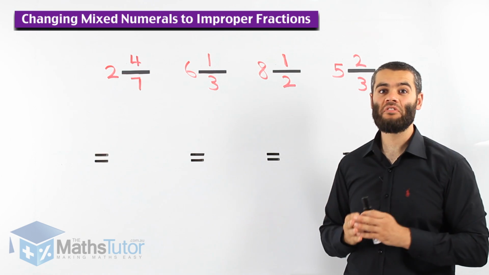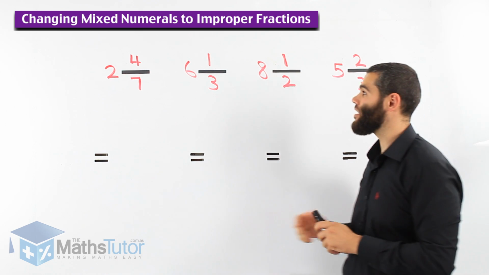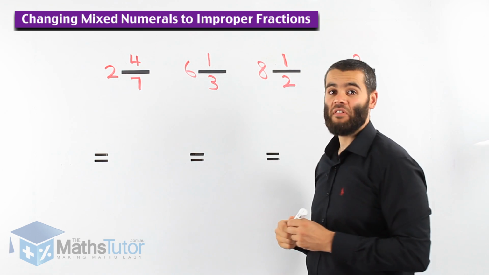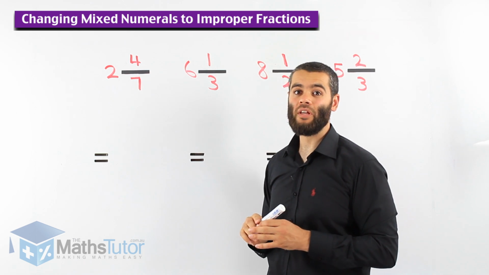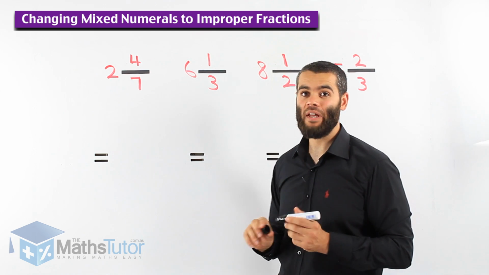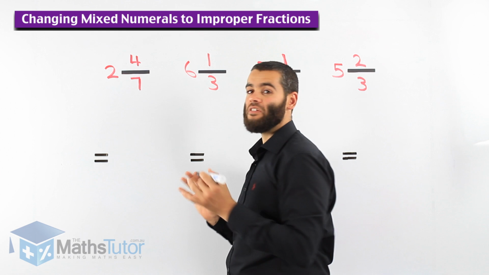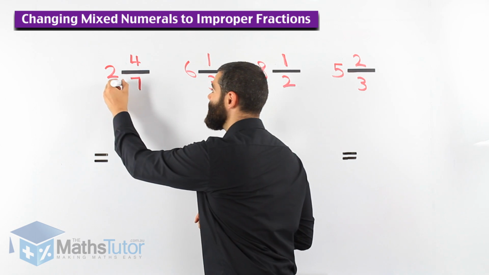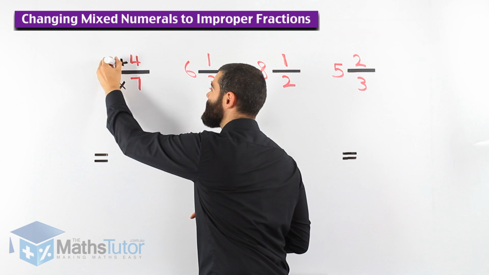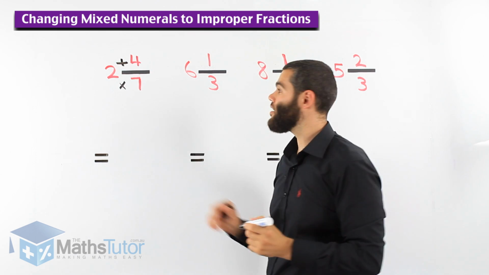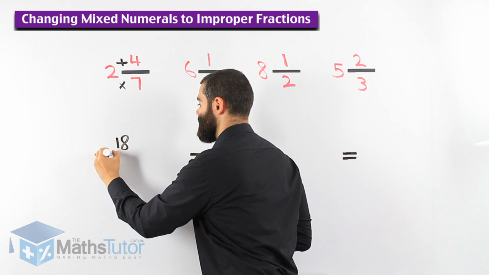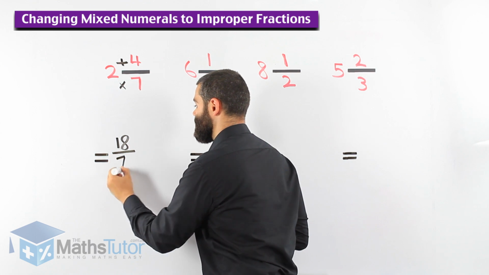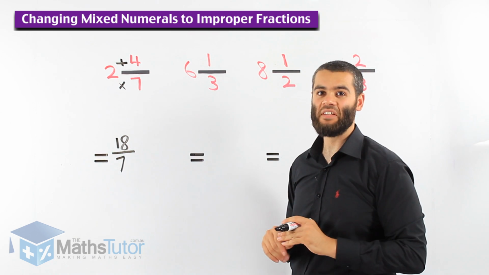Let's do that now. Okay guys, now we're going to change mixed numerals to improper fractions. Let's see how it's done. We have 2 and 4 over 7. 2 is a whole number and 4 over 7. We would like to change this mixed numeral to an improper fraction. We start with the denominator. The denominator is 7. We simply follow this process. 7, then times, then plus. 7 times 2 is 14. 14 plus 4, 18 over 7. Simple as that.